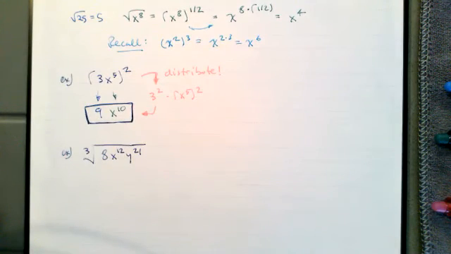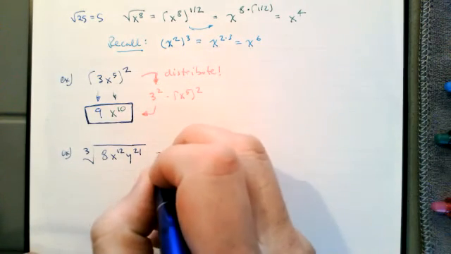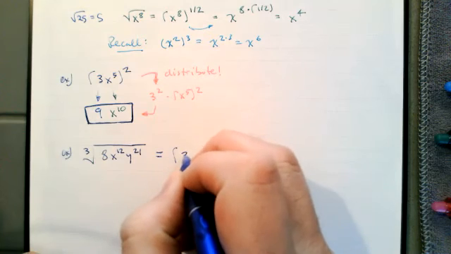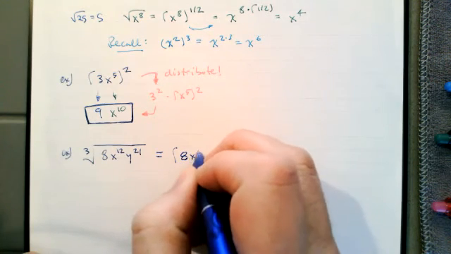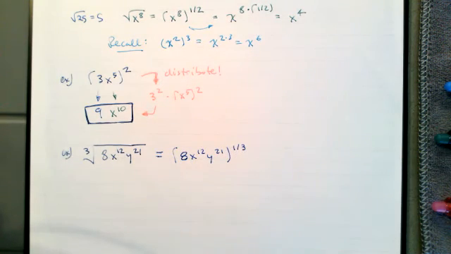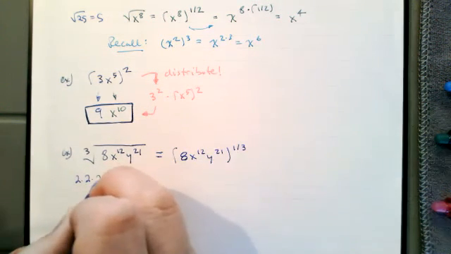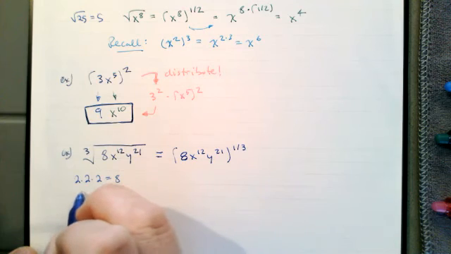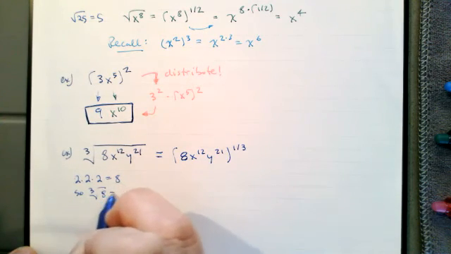We want to imagine the cube root as a 1/3 exponent. So a cube root is a 1/3 exponent. So first thing I want you to think of is imagine this as 8 x to the 12th y to the 21 raised to the 1/3 power. And then just break this into pieces. The cube root of 8 is 2, because 2 times 2 times 2 is 8. So the cube root of 8 is 2.